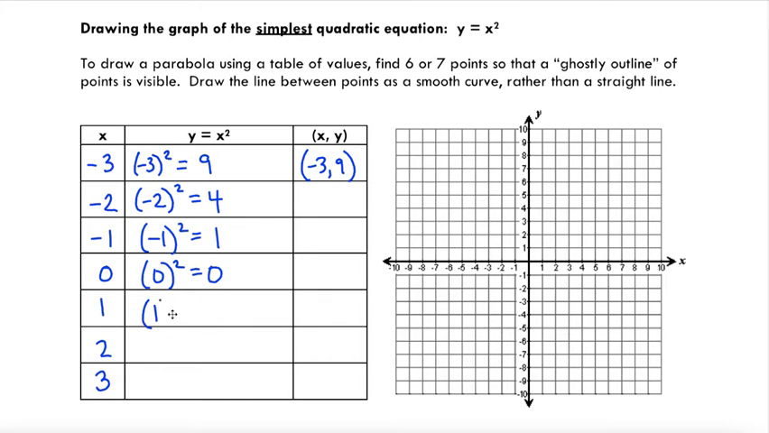Then we'll go to 1 squared, which is 1. 2 squared, which is 4. And 3 squared, which is 9. So you might notice a pattern happening with these y values, right? So that's important to recognize as well. So I'm just going to go ahead and fill in our coordinates.